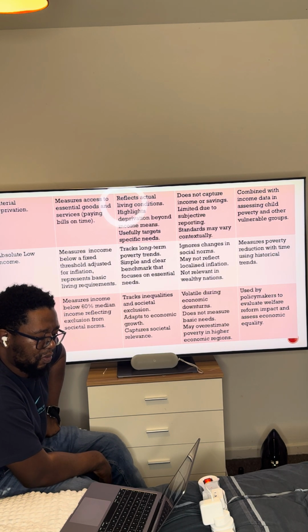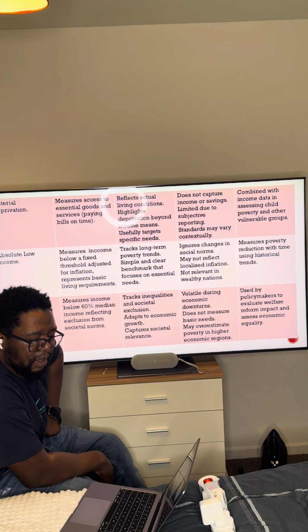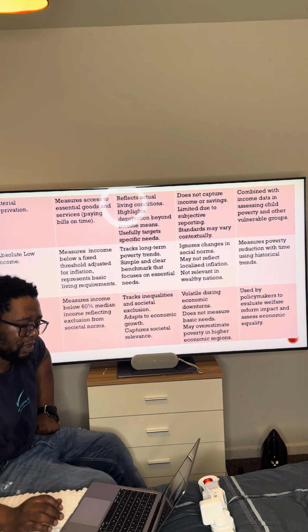The other one is absolute low income. Description: measures income below a fixed threshold. Strengths: tracks long-term poverty. Weaknesses: ignores changes in societal norms. Example: measures poverty reduction over time using historical trends.